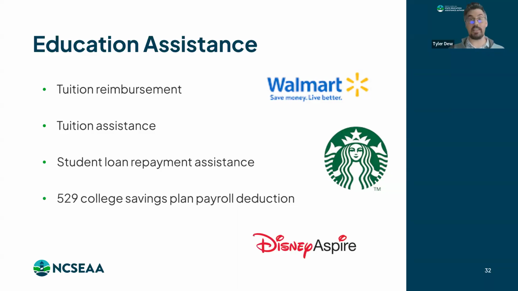But always ask your employer, wherever you work, do you offer any type of tuition reimbursement or tuition assistance? Some places might even offer student loan repayment assistance if you have already attended. Some might even offer a 529 savings plan deduction where you take some of your paycheck and you put it towards a 529 savings plan. So there are different options that can help you as a working student.